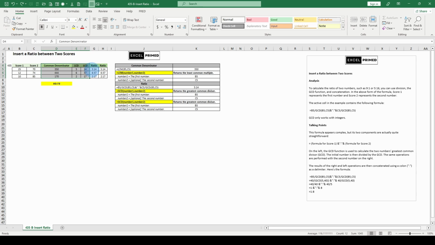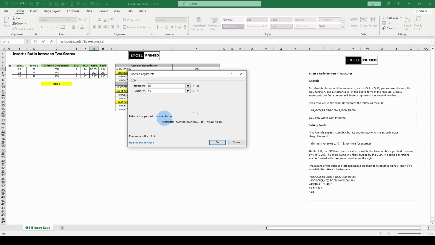If you want to ignore all of this stuff right here, pretend that it's not there, you can just use this formula: B5 divided by GCD B5, C5. I just wanted to point out the fundamentals. And then the GCD, the greatest common divisor. Completely different language. Going to do the exact same thing.